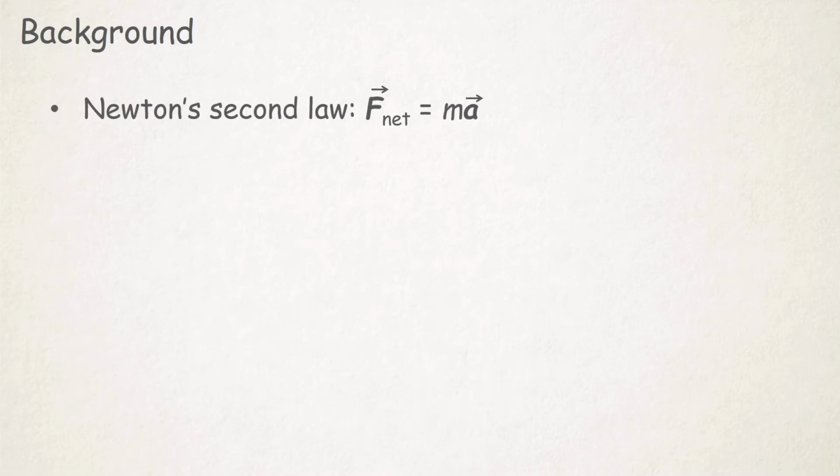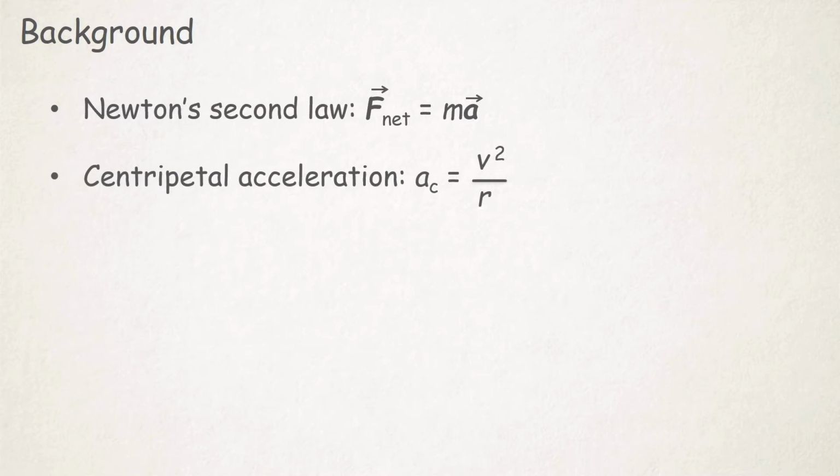To get the most out of this video, you should have a solid understanding of Newton's second law, where a net force acting on a mass is equal to the mass times the acceleration, and for a particle in circular motion, the centripetal acceleration is the particle's speed squared divided by the radius of its circular path.